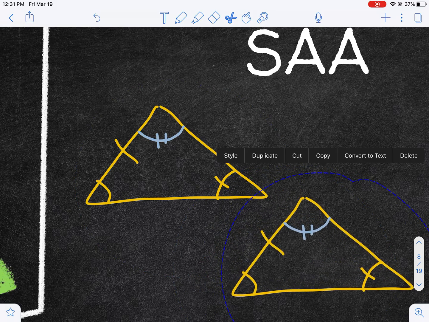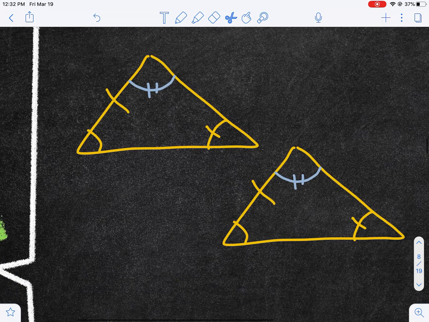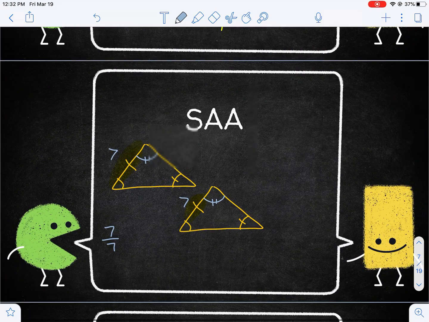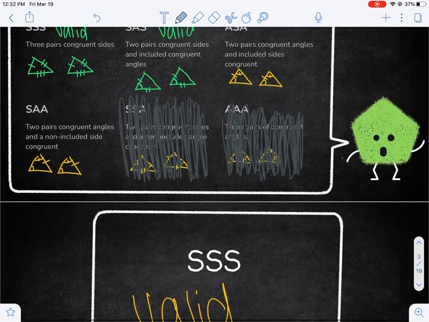Because I know right away that these are similar because they have angle, angle, angle. And then because this side is the same as this side, I know that they're proportional as well. They're already similar, right, because of angle, angle, angle. But if this is 7 and this is 7, well, if they're similar and the sides are 7 to 7, that means they're congruent as well. So side, angle, angle is also one that works.